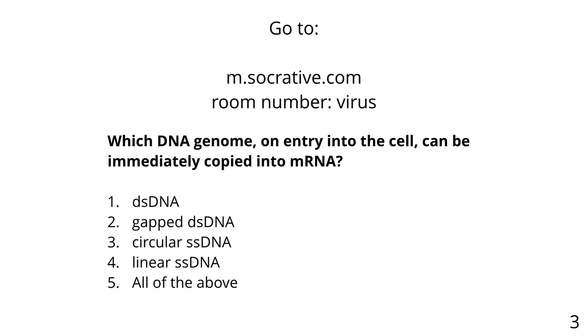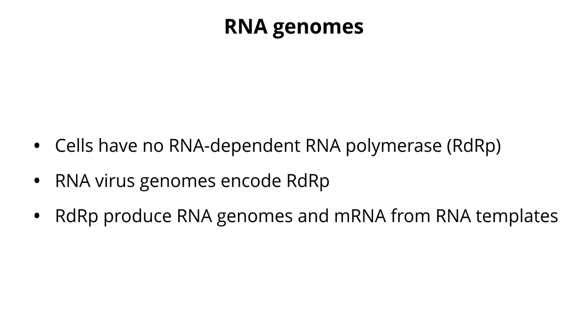I think we have student replication as well. We start with 70, and then we end up with 100. Come on, why can't we get 100%? 97% said double-stranded DNA, and 1% of you said linear single-stranded DNA. Single strands cannot be copied to mRNA. They have to be made double-stranded. And all of the above, well, no, it's just not. It's double-stranded DNA only.